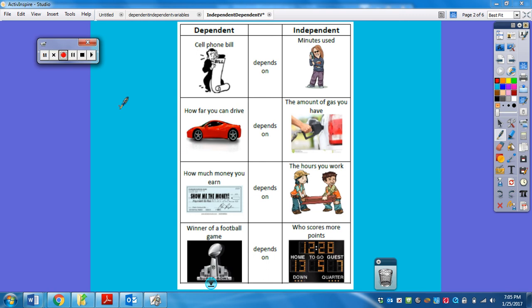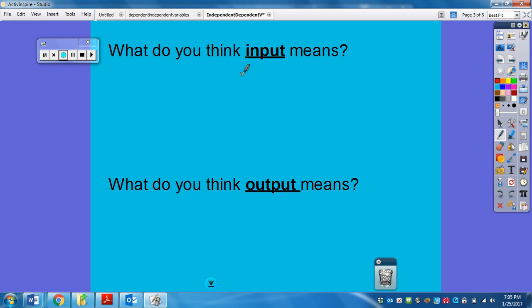Yesterday we did a warm-up where you guys filled in an input-output table using an equation that you were given. We also talked about dependent and independent variables. If you remember, I asked you what you thought input meant and what output meant, and we said that input is your independent variable, and your output is your dependent variable. We also said that input was represented by your x values, while output was represented by your y values.